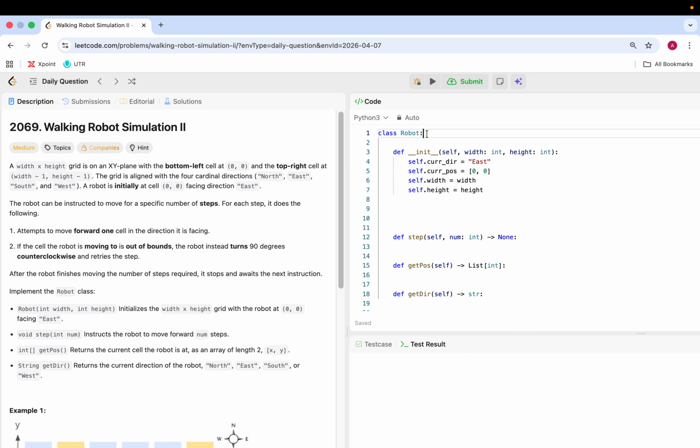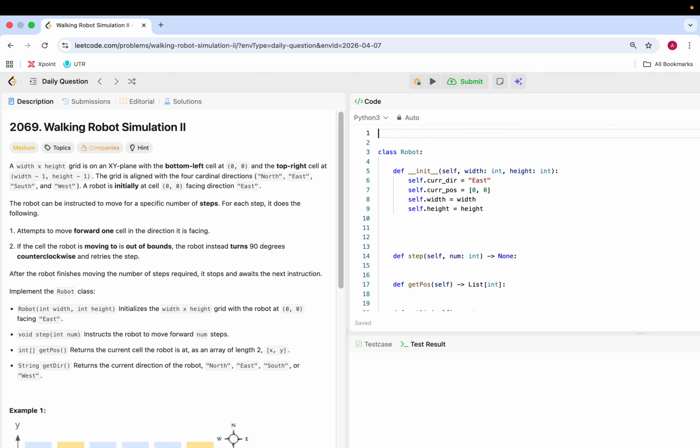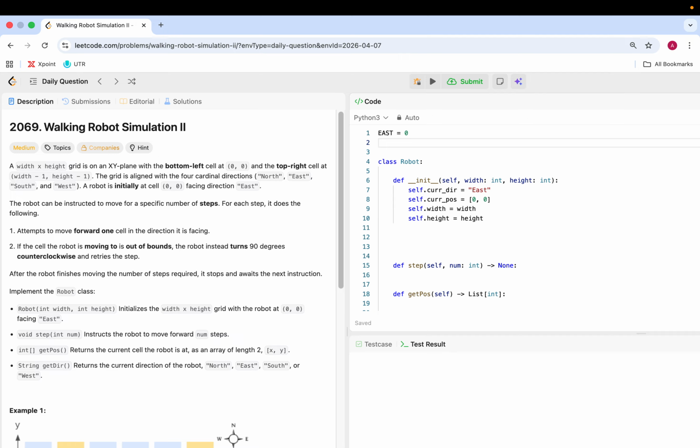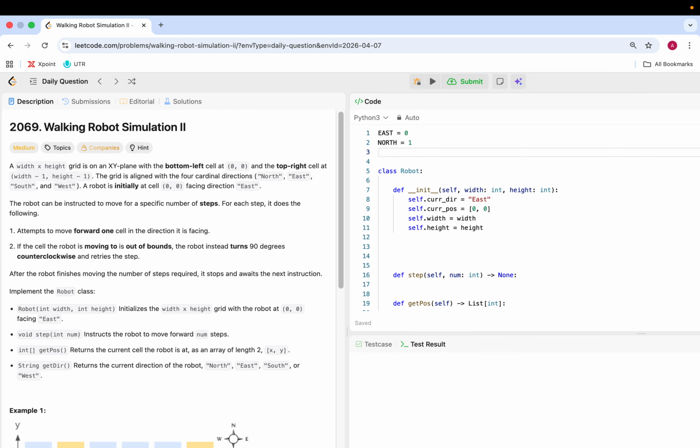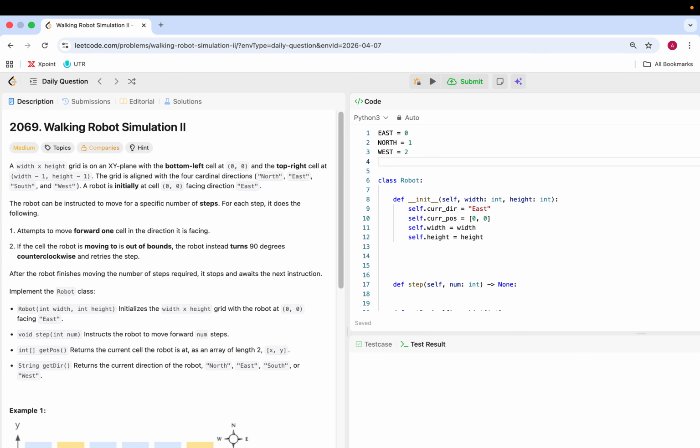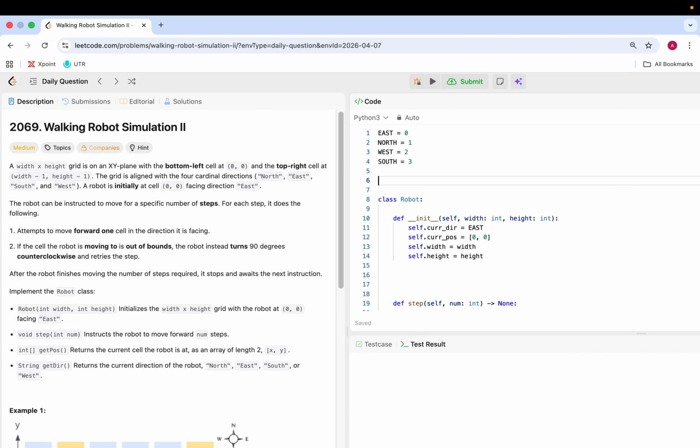Maybe some constants would be good. East equals 0. What comes after east? North. North equals 1, in terms of turning anti-clockwise. And west equals 2, and south equals 3. So instead of saying east, we can say EAST. And we can say directions is equal to east, north, west, south.